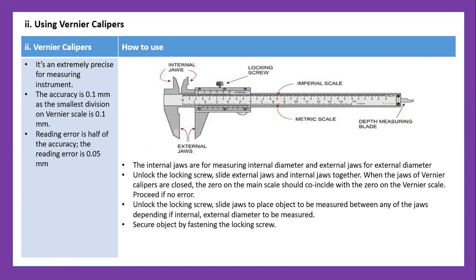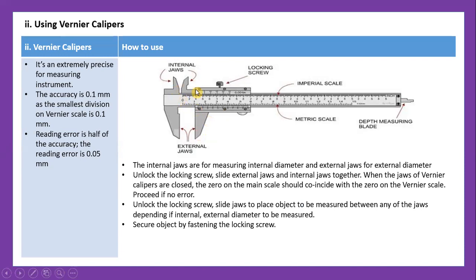And how to use the vernier calipers? The internal jaw, you can see in the diagram, is for measuring internal diameter, and the external jaw, the bottom part, is for the external diameter. So when you want to use this, you have to unlock the locking screw, and slide the external jaw and internal jaw together.